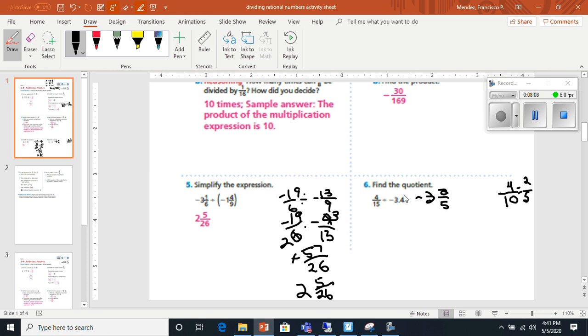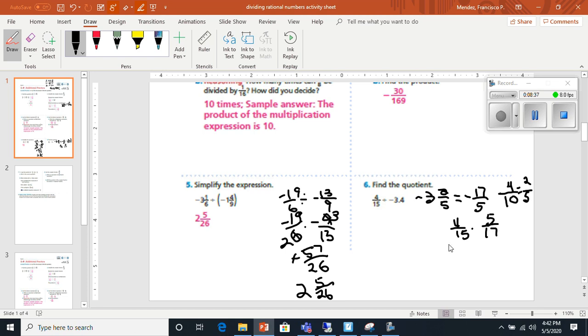And now I can go ahead and turn this one into an improper fraction. 3 times 5 is 15. 15 plus 2 is 17. So this is really going to be equal to negative 17 over 5. And now we can go ahead and keep, change, flip. We've got our 4 over 15, and we're going to be multiplying it by 5 over 17.